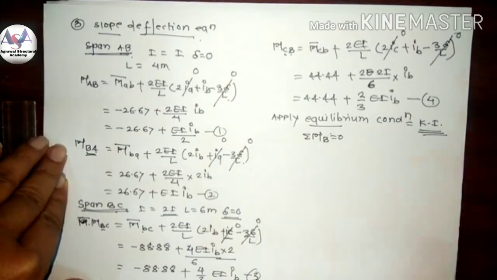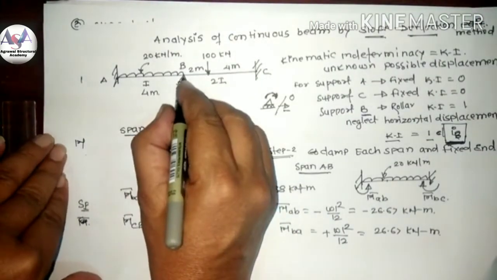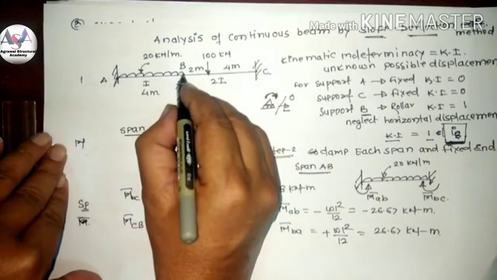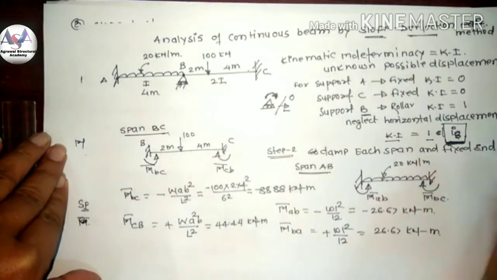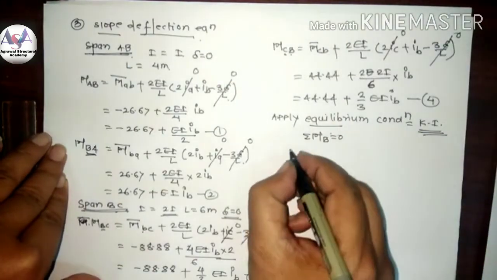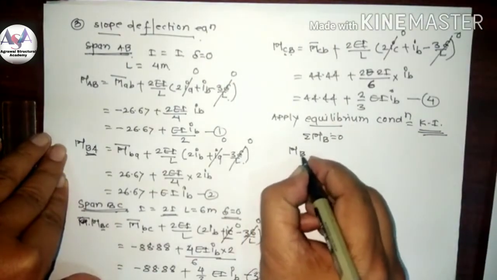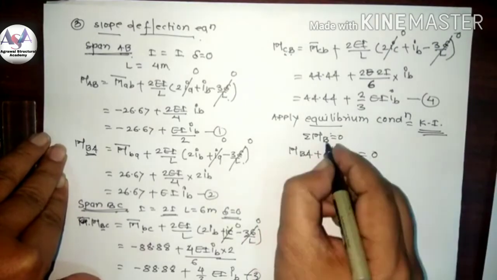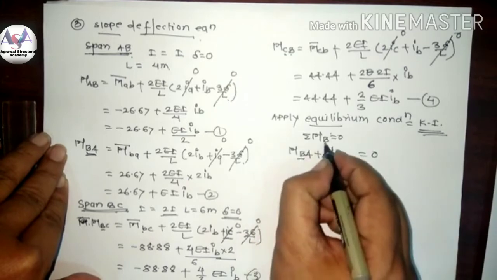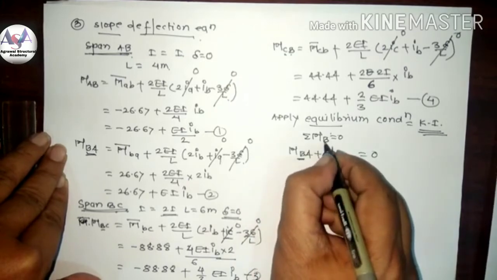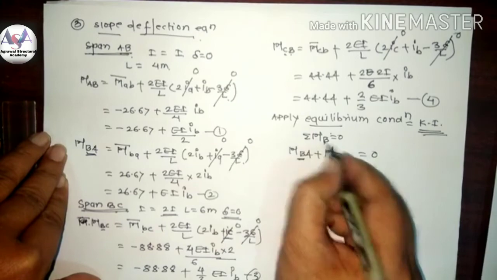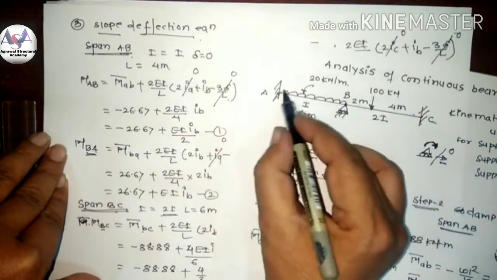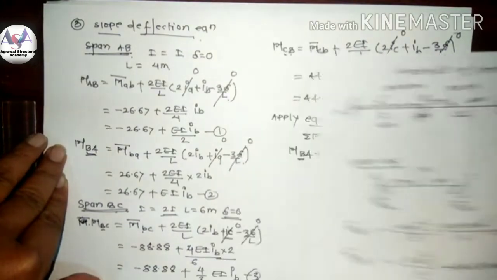So now at the joint B, which are the moments? B to A and B to C. Always start from the B. So we can say that MBA plus MBC is equal to 0. The starting point should always be the B. If you apply the sigma condition, it is sigma MB. So from the B there are only two moments, B to A and B to C.